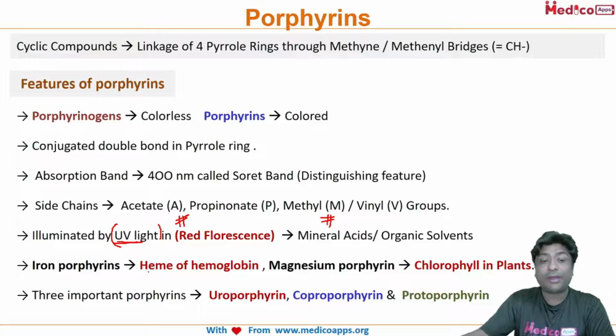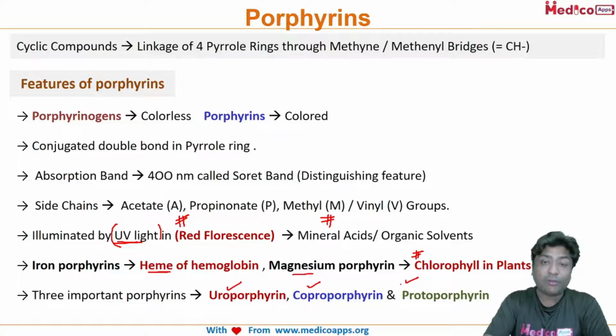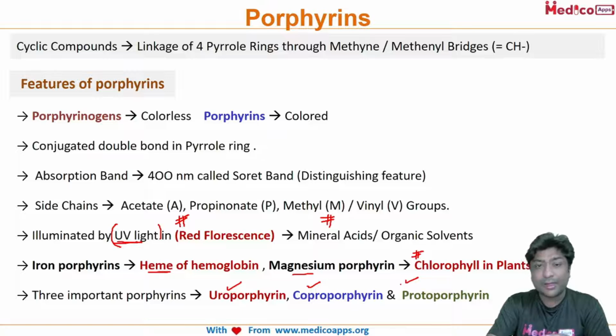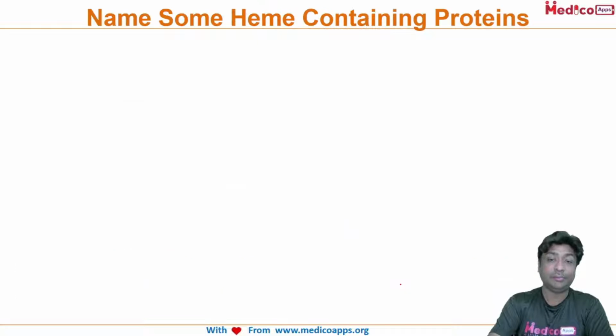Now, iron porphyrin is the heme of hemoglobin. Magnesium porphyrin is the chlorophyll in plants. Already we have done the three most important porphyrins: uro, copro, and protoporphyrin. So these were some very important one-liners which keep on coming on porphyrins. Having understood porphyrin, let's now move into the learning of the synthesis of heme.